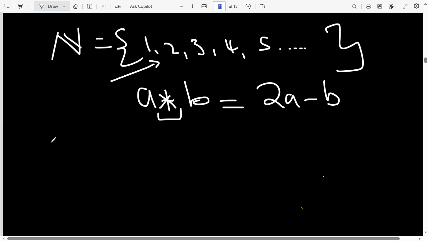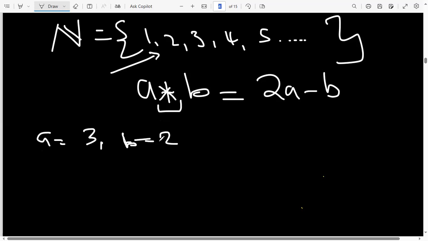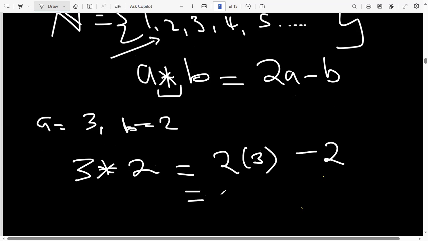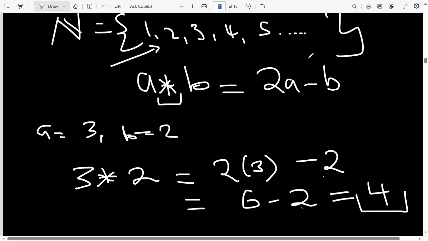So let's get any two numbers and test them. Let A be 3 and B be 2. Applying the operation, 3 star 2 equals 2 multiplied by 3, minus 2. That is 6 minus 2, which equals 4. Is this answer a natural number? Yes, 4 is a natural number.